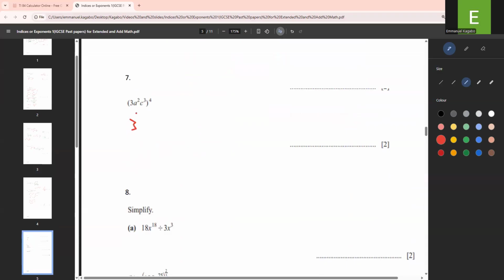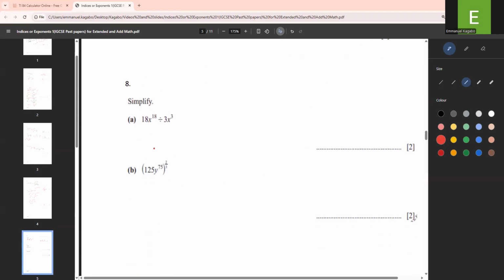This is 3 power 4, a power 8, c power 12. What is 3 power 4? That is 3 times 3 times 3 times 3, that's 81, guys, okay? Then a power 4, and then c power 12, okay? Very good. What about this one? Good.